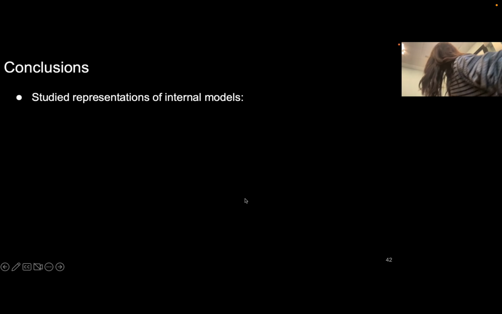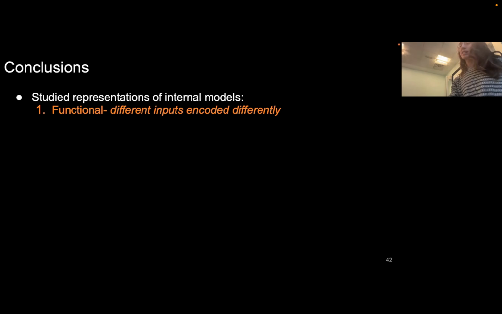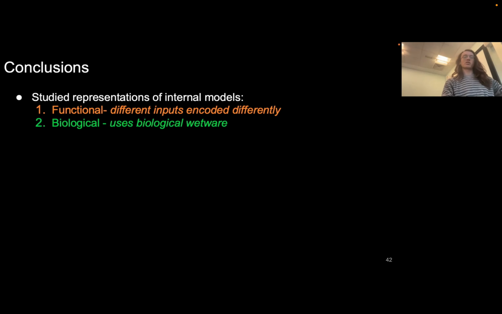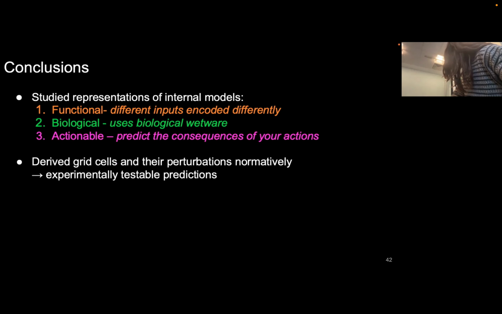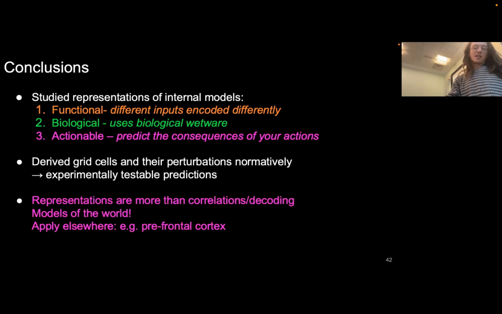But hopefully you're convinced. We've studied a representation of an internal model using three normative ideas: the different encoding of different inputs using plausibility principles, and this idea that you can predict the consequences of their actions. From that, we've got multiple modules of grid cells and their perturbations normatively, and some testable predictions. And I guess the broader idea is that this is a normative framework in which to go beyond just encoding and biological plausibility. We want to put models in, and there are a lot of places that might apply. So next I'm trying to work on prefrontal cortex stuff for these ideas. That's that. Thank you.